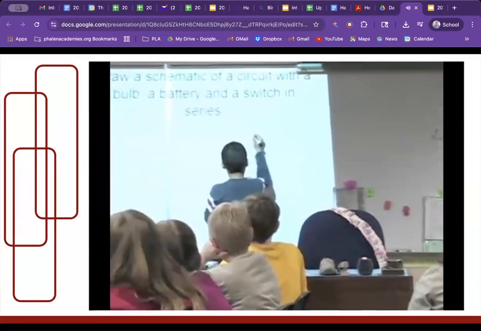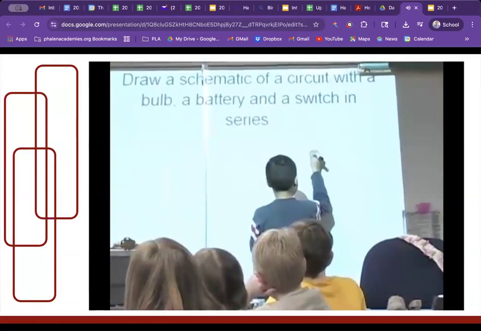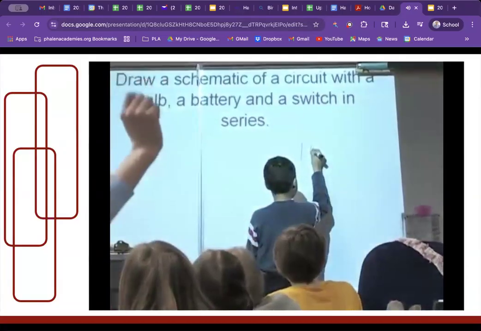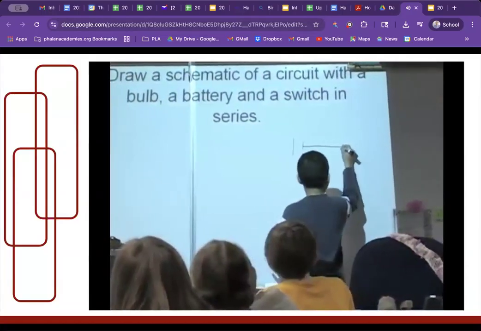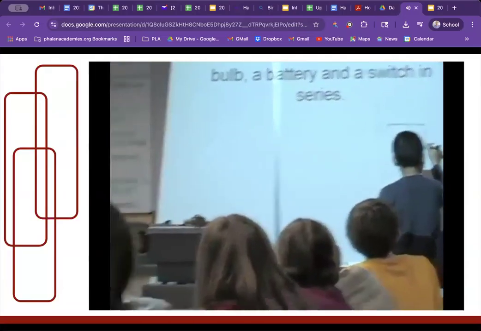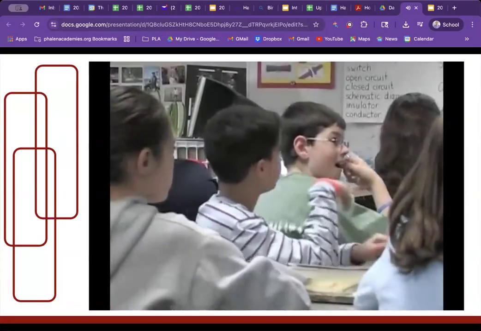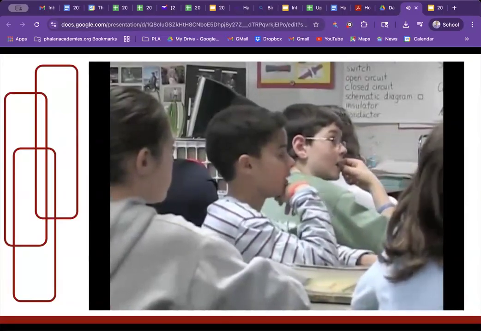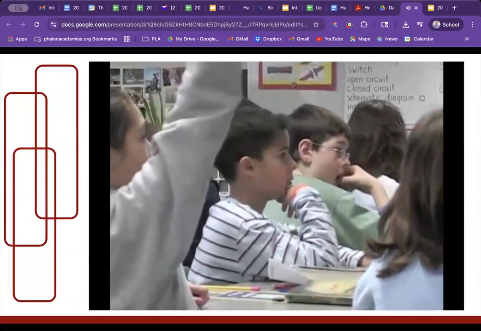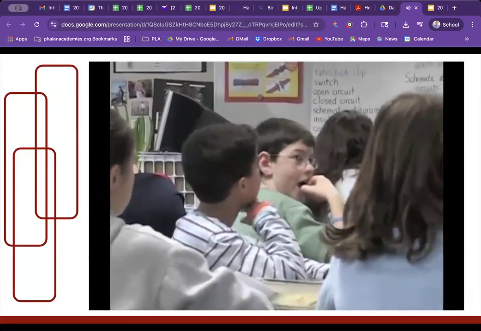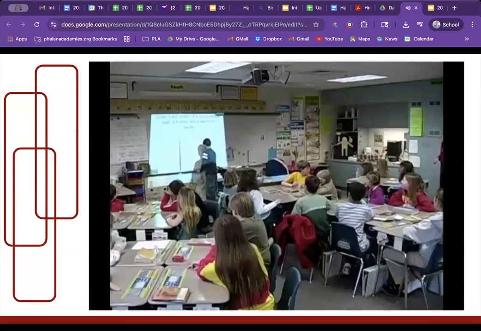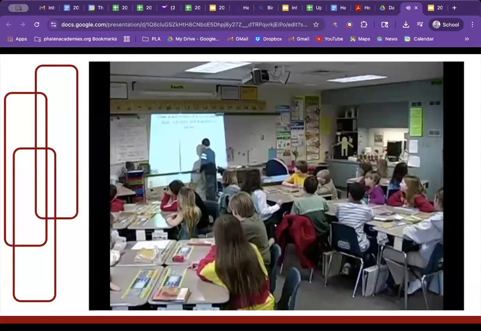What is something that we need to remember about a schematic? Malia? It has to be square. Okay, it has to have square corners. And the corners have to be sharp. What's a math word for those corners? Right angle. Right angles, good. Naomi, were you going to say something else? Straight line. Straight lines, good.